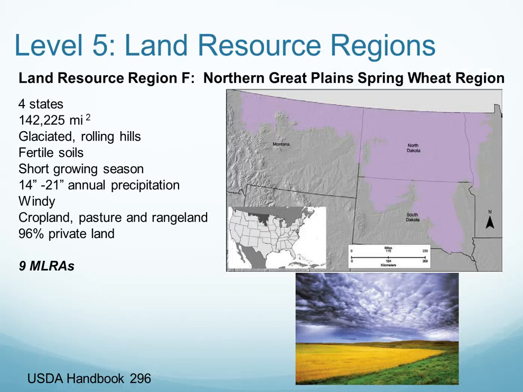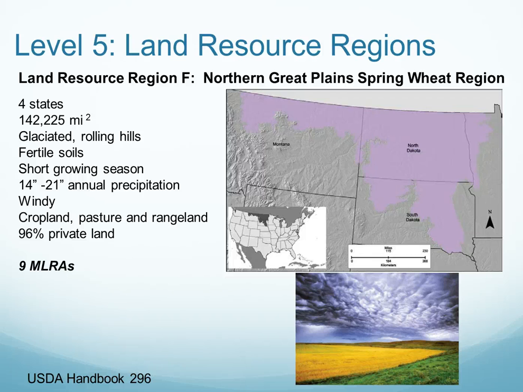So let's take a look at just a couple examples at this level of organization. Here we see Land Resource Region F, the Northern Great Plains Spring Wheat Region. It spans across 4 states and encompasses over 142,000 square miles. Geologically, it is united by sharing rolling hills that are of a glaciated nature.